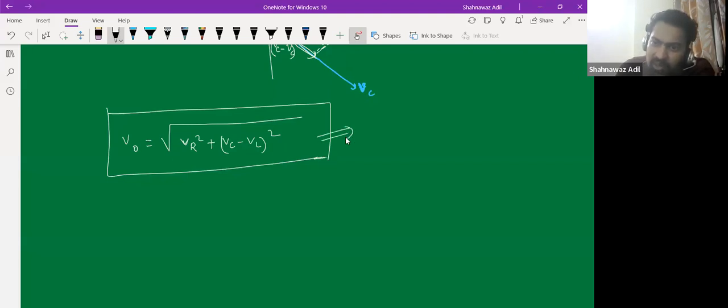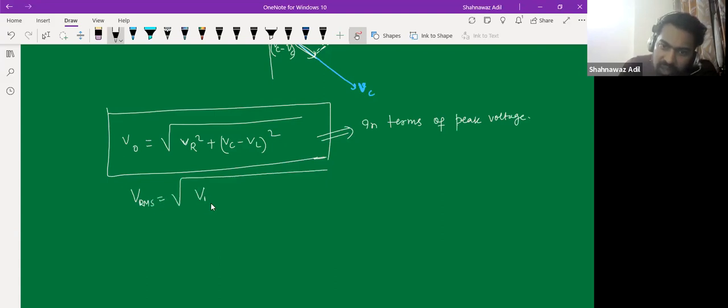And this is in terms of peak voltage. In terms of RMS, this is the square root of VR RMS square plus VC RMS minus VL RMS whole square. So that is in terms of RMS.